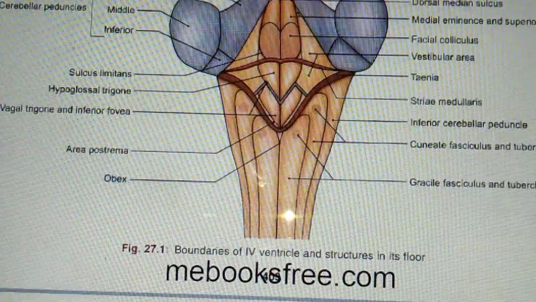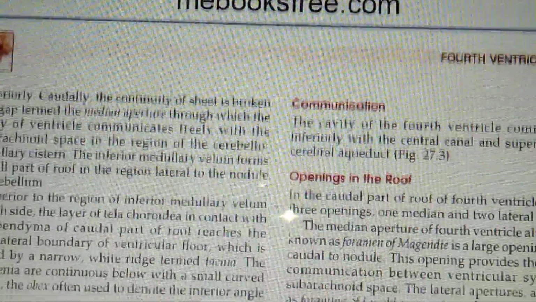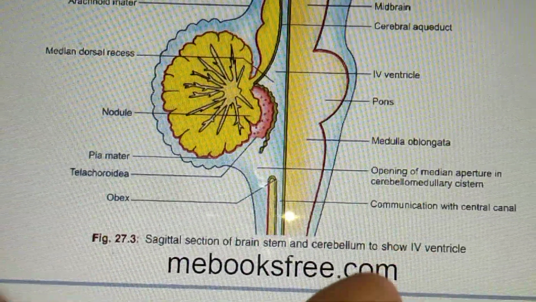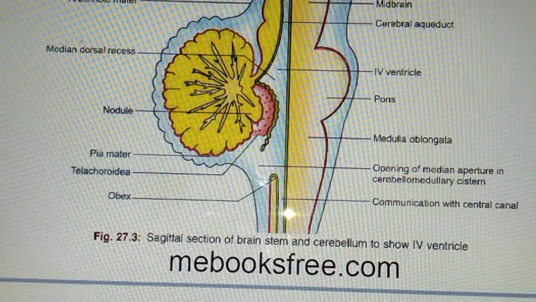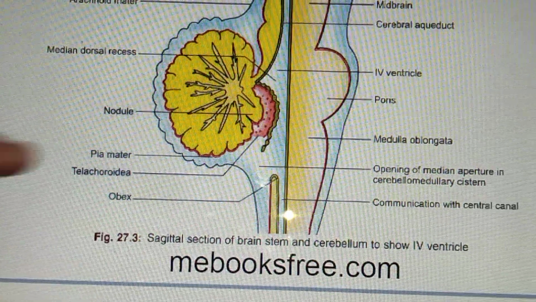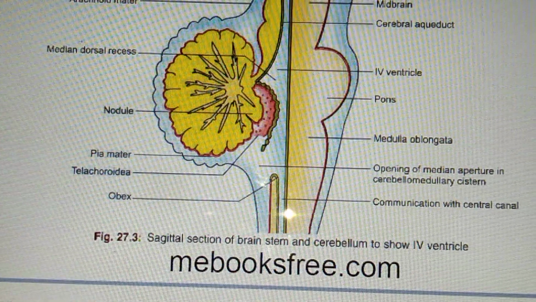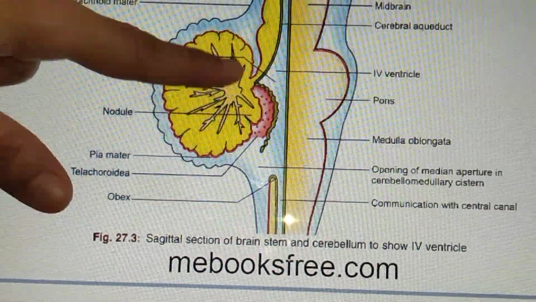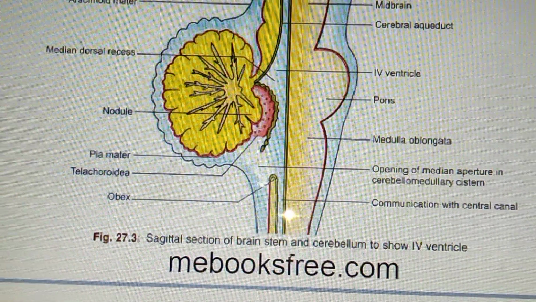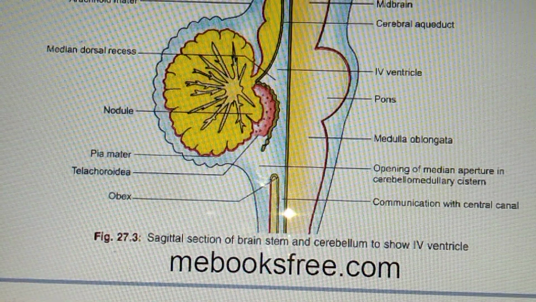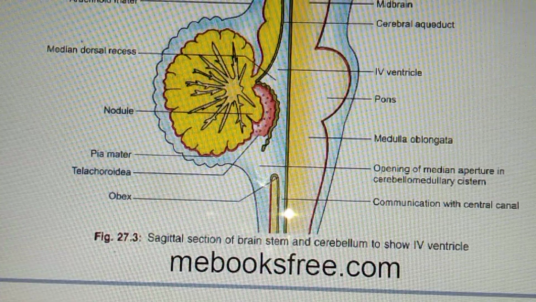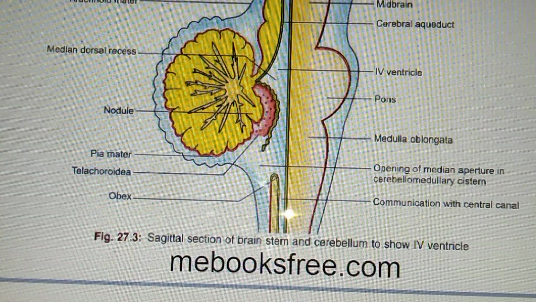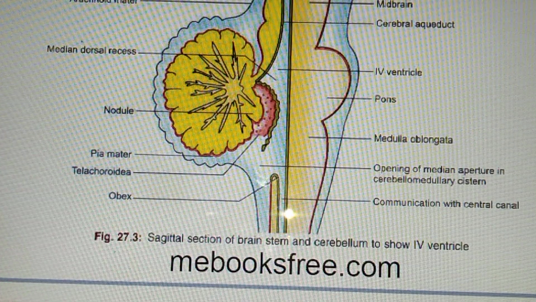Next we will learn about the tela choroidea of the fourth ventricle. That is also very important. Now in this diagram you will be able to see the tela choroidea shown here, right? It is a double layer of pia mater which occupies the interval between the cerebellum and the lower part of the ventricle. Its posterior layer provides a covering of pia mater to the inferior vermis, and after covering the nodule is reflected ventrally and caudally in immediate contact with the ependyma.